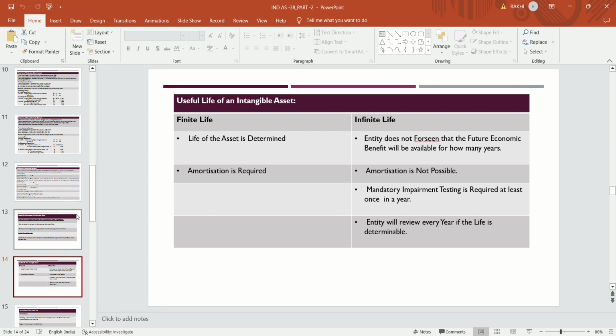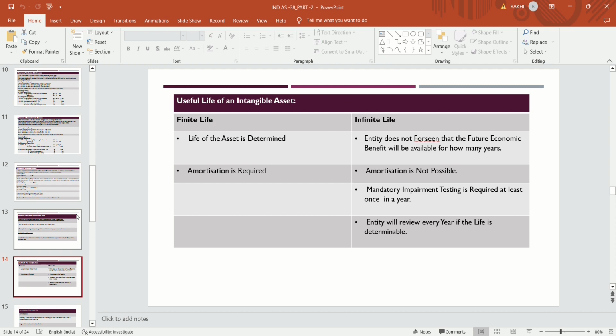That is infinite life. That is indefinite life. Finite life means, in case of finite life, amortization is possible because life is certain. Life of that intangible asset is certain or determinable. But in case of indefinite life, the life of the asset is not certain because the entity itself doesn't know the life of the asset.